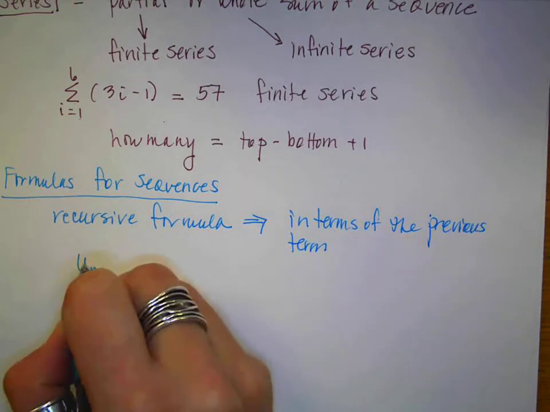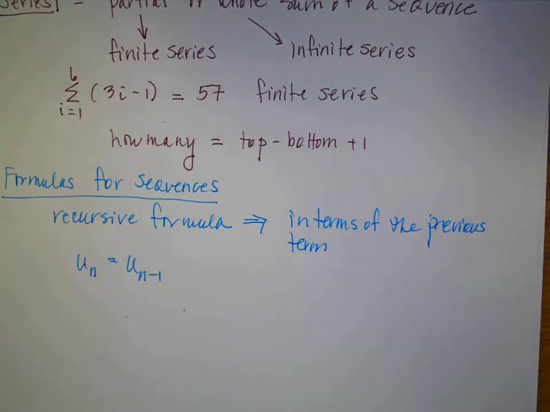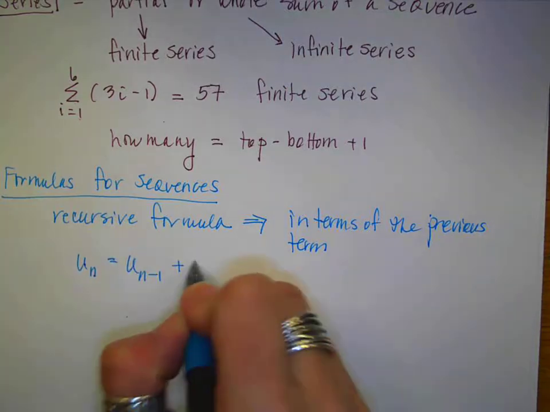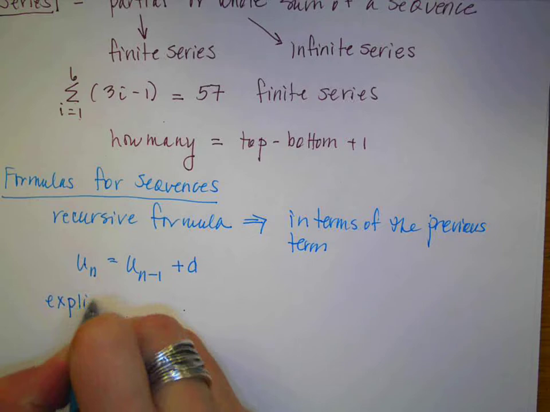And it's going to look something like this. U sub n, doesn't matter what the variable is, is equal to u sub n minus 1, the previous term, and then maybe plus d. Okay, and we'll talk about what d represents in a minute.